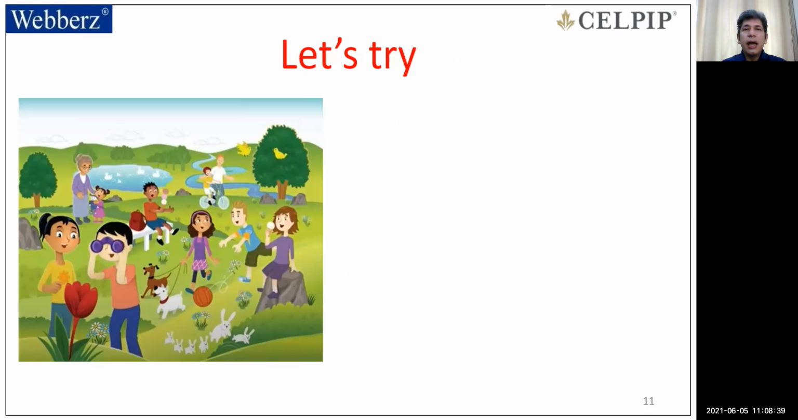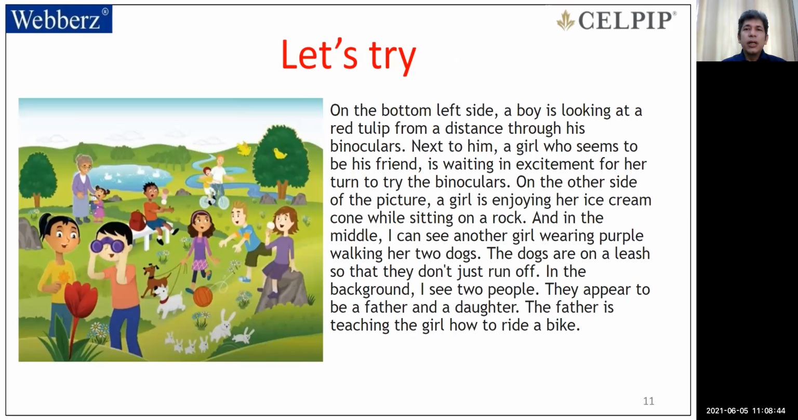Again, the picture is here, and we have to describe the people and add some details. On the bottom left, the boy is looking at a red tulip from a distance through his binoculars. So what I'll do, I'll mark some things for you. You look at this boy and his binoculars, and that is the red tulip that he's looking at. Next to him, a girl who seems to be his friend, we don't know, but looking at the expressions on her face, we think that she's a friend, is waiting in excitement for her turn to try the binoculars.